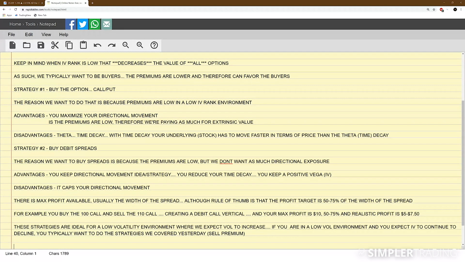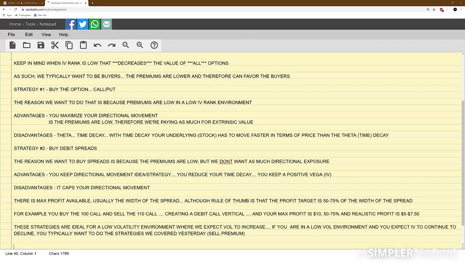So let me know if you have any questions. I think this particular topic's pretty easy because this is a lot more of what everybody's more familiar with. Everybody's a little bit more familiar with being on the buy side of options. And so low volatility environments where you expect volatility to increase is a little bit easier to talk about than selling premium, which is what we covered yesterday. But I think if you combine what we talked about today and what we covered yesterday, it'll give you a pretty good toolbox in terms of, one, understanding IV rank and what you should be doing, and then two, taking those strategies and applying it whenever you're trading.